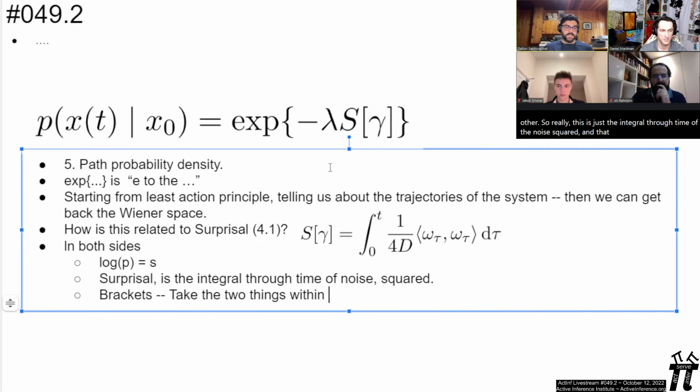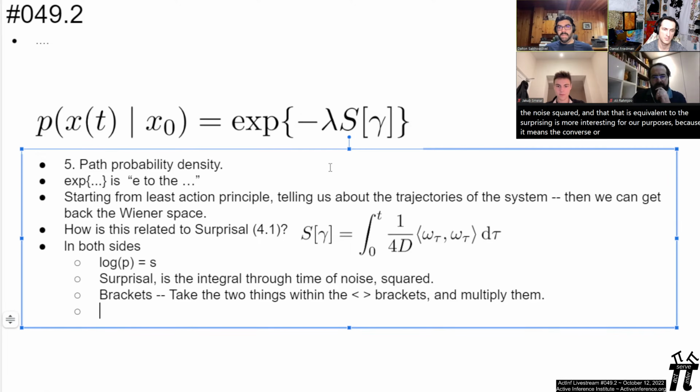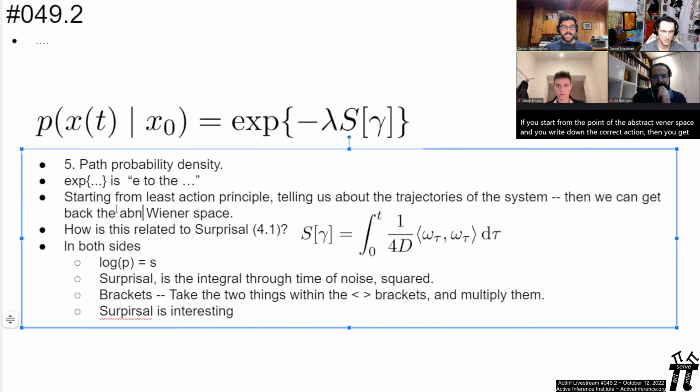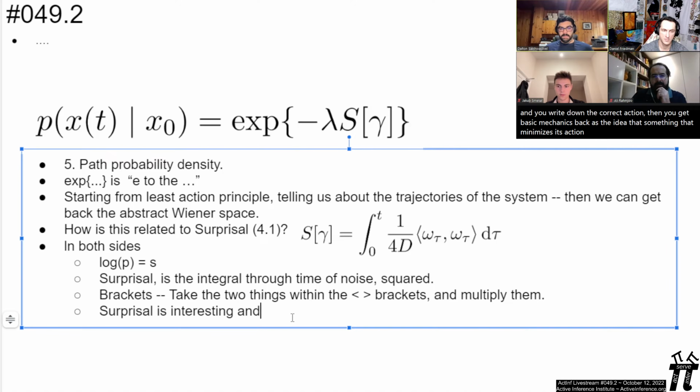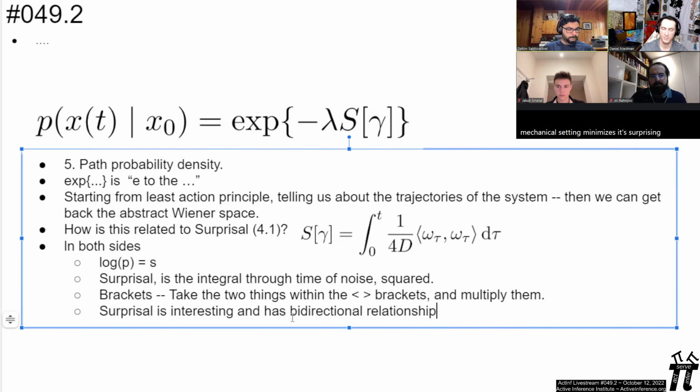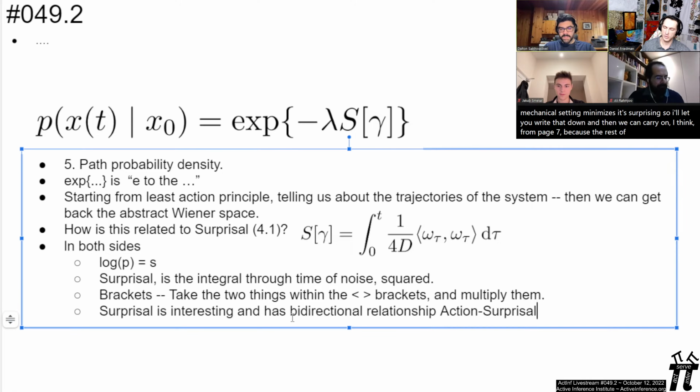And that is equivalent to the surprisal is more interesting for our purposes, because it means the converse also holds. If you start from the point of the abstract Wiener space and you write down the correct action, then you get Bayesian mechanics back as the idea that something that minimizes its action in the Bayesian mechanical setting minimizes its surprisal. So I'll let you write that down, and then we can carry on, I think, from page 7, because the rest of page 6 is just saying all of that.